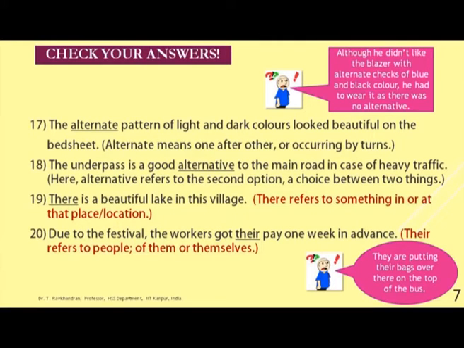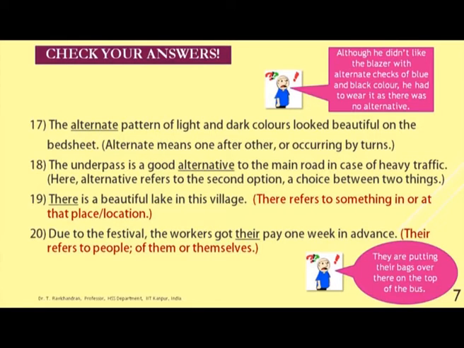So, one after other, but usually it is occurring by turns, whereas alternative refers to a choice between two or sometimes more things, but where you have to select the second option. So, the underpass is a good alternative to the main road in case of heavy traffic. Here alternative refers to the second option, a choice between two things.